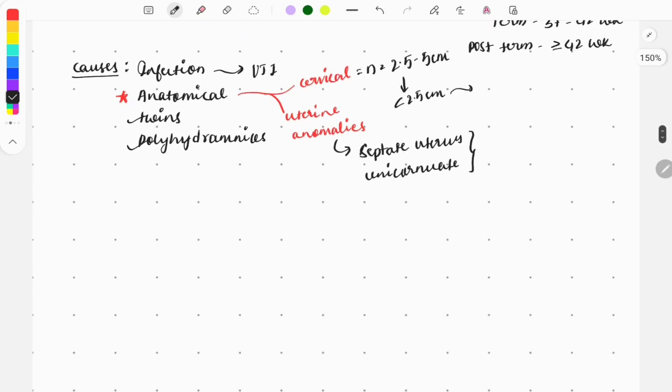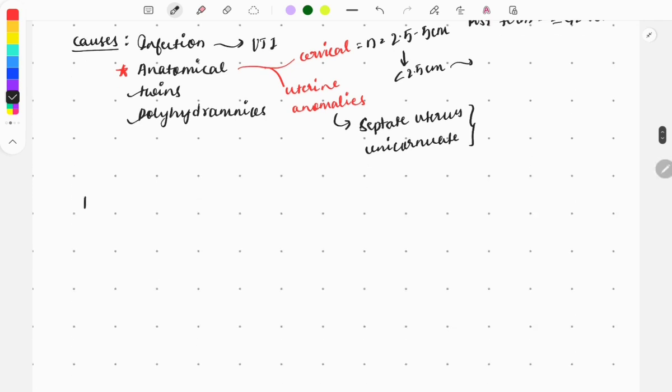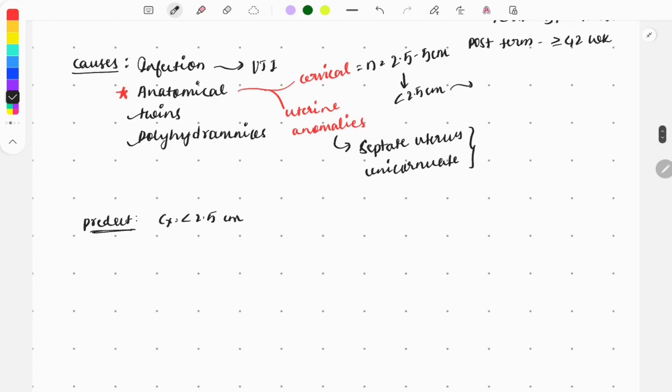Now moving on, we will discuss another very important thing, that is prediction. How can we predict that this pregnancy is going to be preterm or whether it can go to term? There are various factors which will help us know. First of all, as we've discussed, the cervical length: if it is less than 2.5 centimeters, then we can predict that it can be a preterm labor.